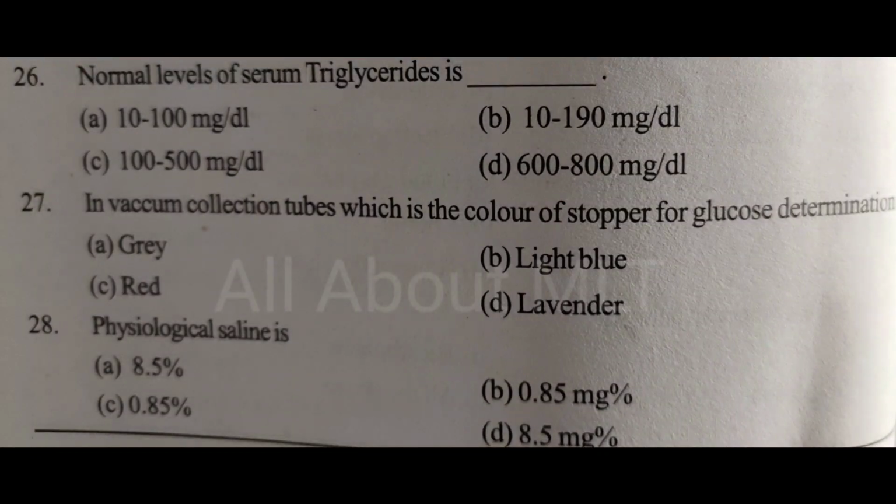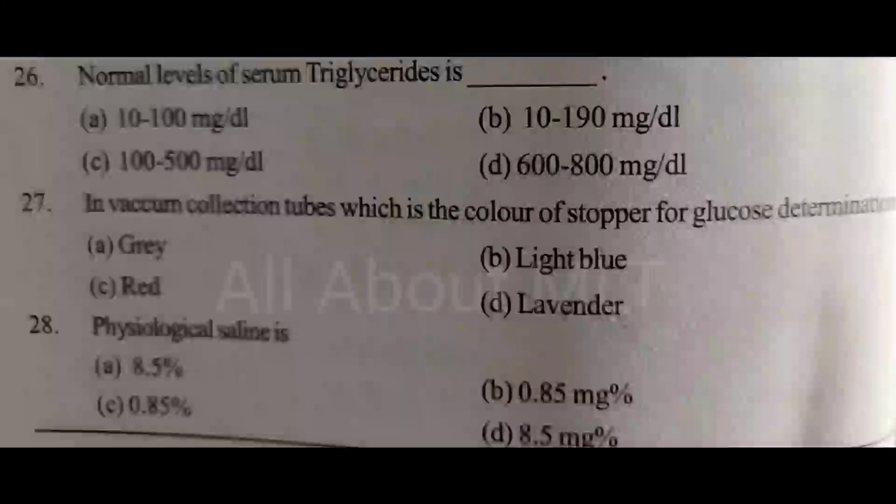In vacuum collection tubes, which is the color of stopper for glucose determination? Option A, gray. Option B, light blue. Option C, red. Option D, lavender. Answer is option A, gray.